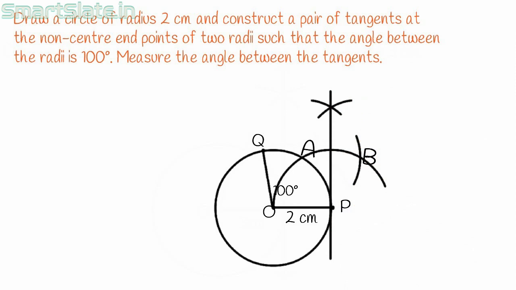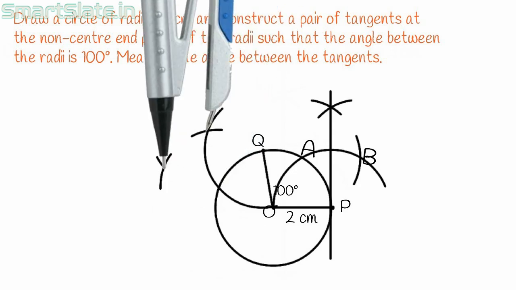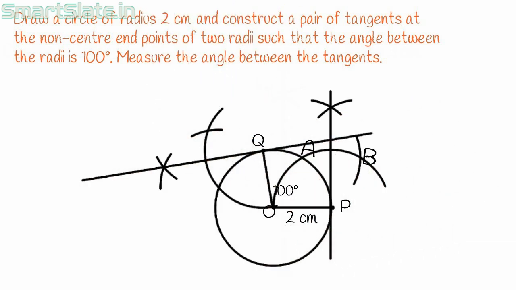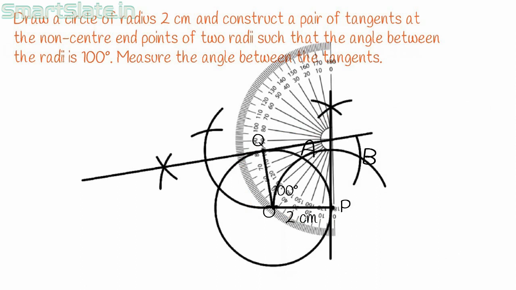Repeat the same steps and create second tangent at the point Q. Like this, we have tangents at points P and Q. And we have made sure that angle between radii OP and OQ is 100 degrees. Let's check what is the angle between two tangents. Measure the angle. It is 80 degrees. We have successfully found the angle between two tangents.